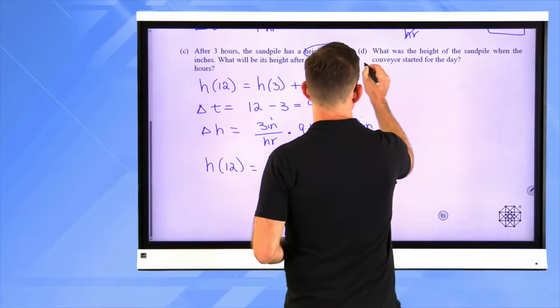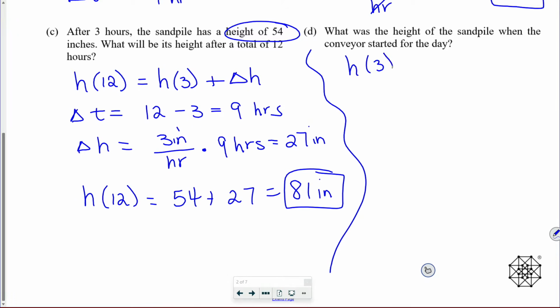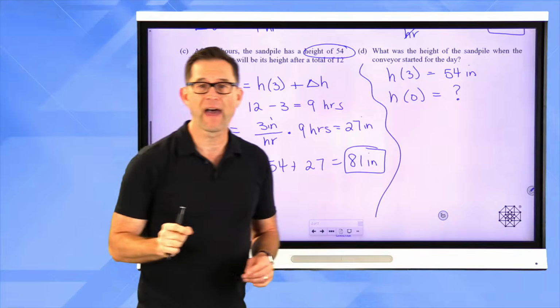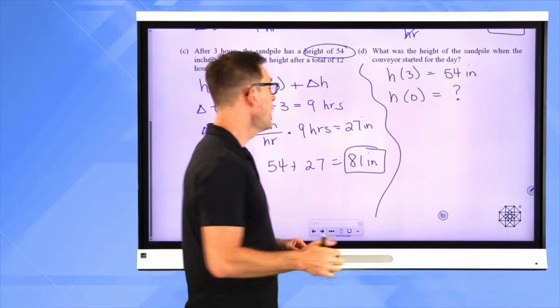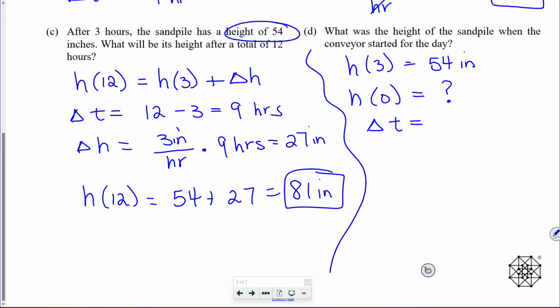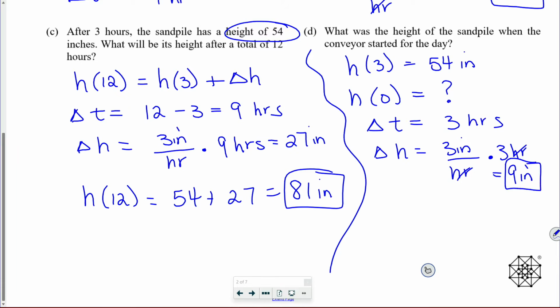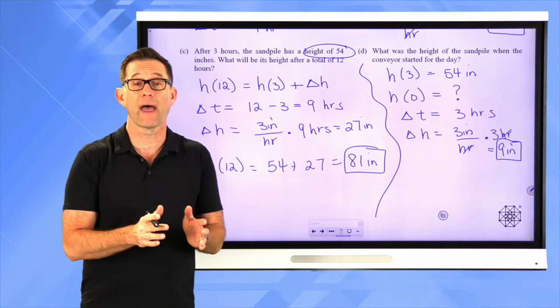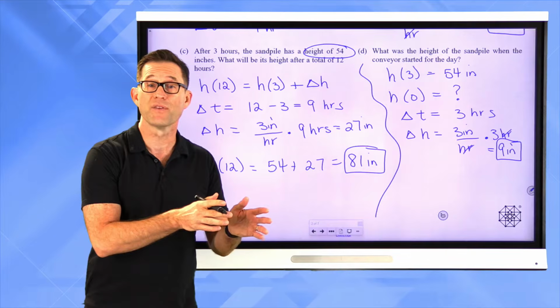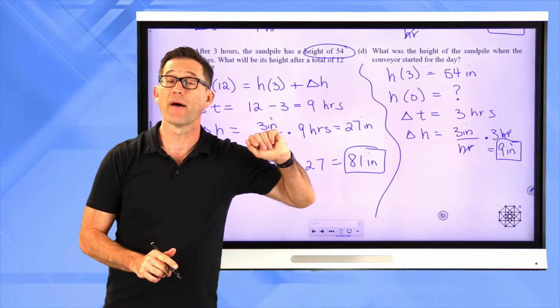Well, remember, we know that h of 3 is 54 inches. What we really want is h of 0, right? What was the height of the sand pile at the start of the day? All right, well, here we can say that the change in time between those two is 3 hours, and we can say that the change in height will be 3 inches per hour times 3 hours, and that's 9 inches. Now, that's not the answer to our question, right? That is just how much the sand pile grew between the start of the day and the height that it was at after 3 hours.